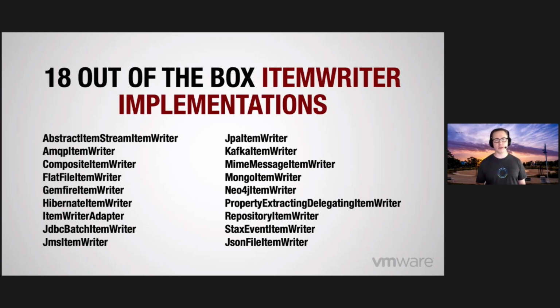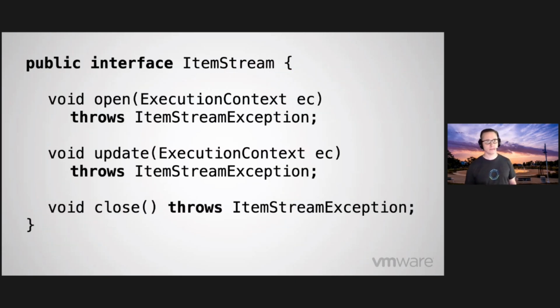Now, there's an important additional interface that you typically won't interact with very much, but it's important to know about. And that's the item stream interface. The item stream interface provides a life cycle to each one of these stateful components. It makes them stateful. When a step starts, the open method is called with what's called the execution context. That allows that component to reset the state from a previous execution. After each chunk is completed, we call the update method. That allows the component to persist what data it needs for restart to the job repository. And finally, there's the close method. The close method allows you to clean up any resources that you might have used that are no longer needed.